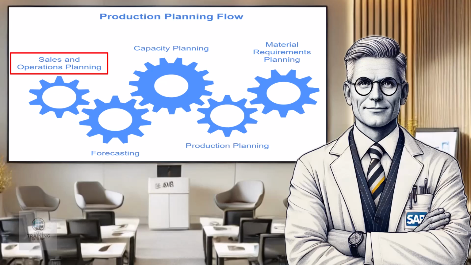First, we have Sales and Operations Planning, S&OP. Think of S&OP as the big-picture planning stage. Here, businesses align their sales forecasts with production capabilities, ensuring that the company's overall strategy is realistic and achievable. It's about balancing demand with supply while considering capacity constraints and market trends.